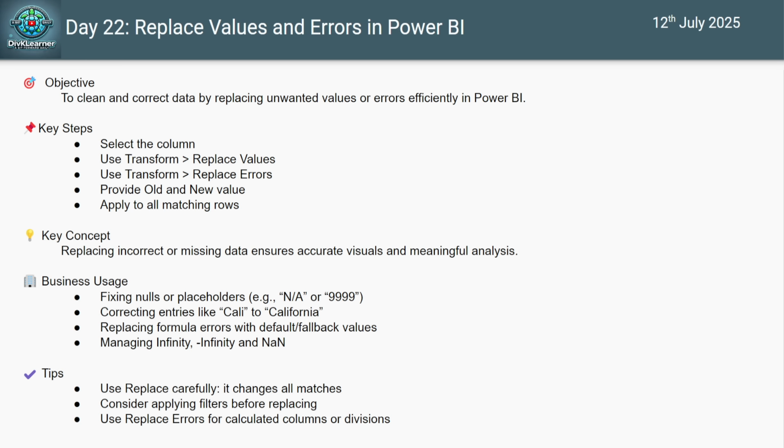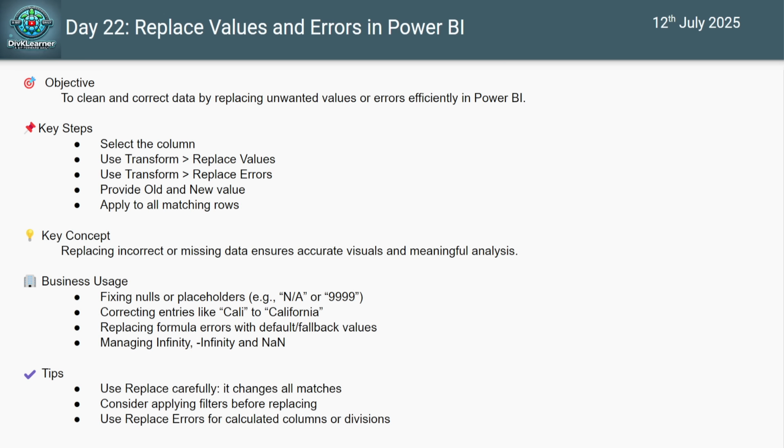So best practices: always review column quality before and after replacing values. We were checking the column profiling as well. The column quality was on the top. Don't replace without understanding why the value is wrong. So you have to first understand the significance of it. Avoid hiding errors blindly. Fix the cause whenever possible.